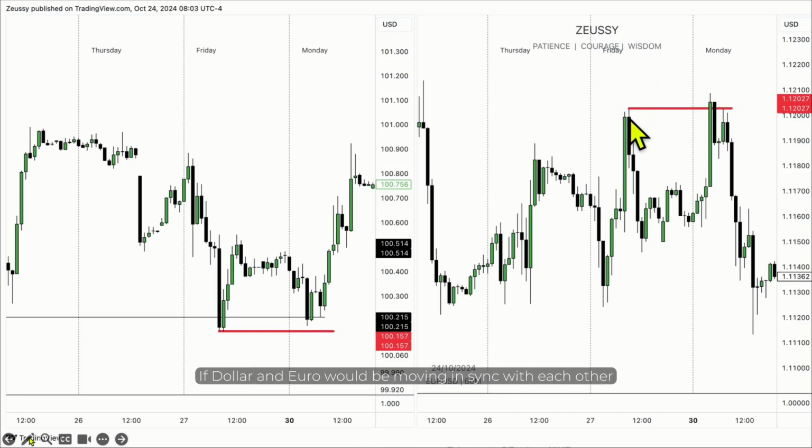If dollar and euro were moving in sync with each other, this would have never occurred, because when the dollar creates a higher low, euro should create a lower high. But because we saw euro create a higher high, whilst the dollar created a higher low, it was an SMT to us, meaning we saw that the smart money divergence was present at a key time near the end of the month, and therefore we began looking for signatures that confirmed to us that the time was right for continuation models to play out.